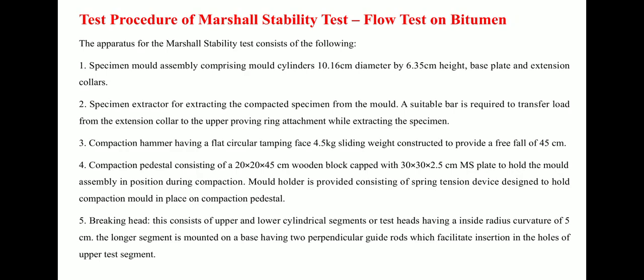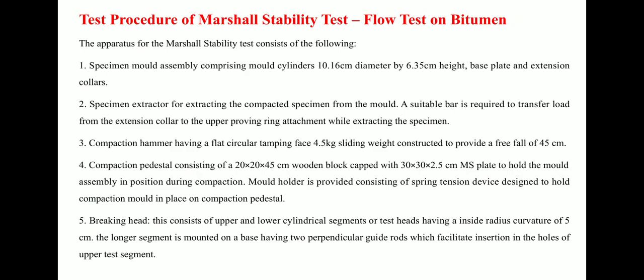The compaction hammer has a flat circular tamping face, 4.6 kg sliding weight, constructed to provide a free fall of 45 cm. A compaction pedestal consists of a 20 by 20 by 45 cm wooden block capped with a 30 by 30 by 2.5 cm MS plate to hold the mold assembly in position during the compaction. A mold holder is provided, consisting of a spring tension device designed to hold the compaction mold in place on the compaction pedestal.